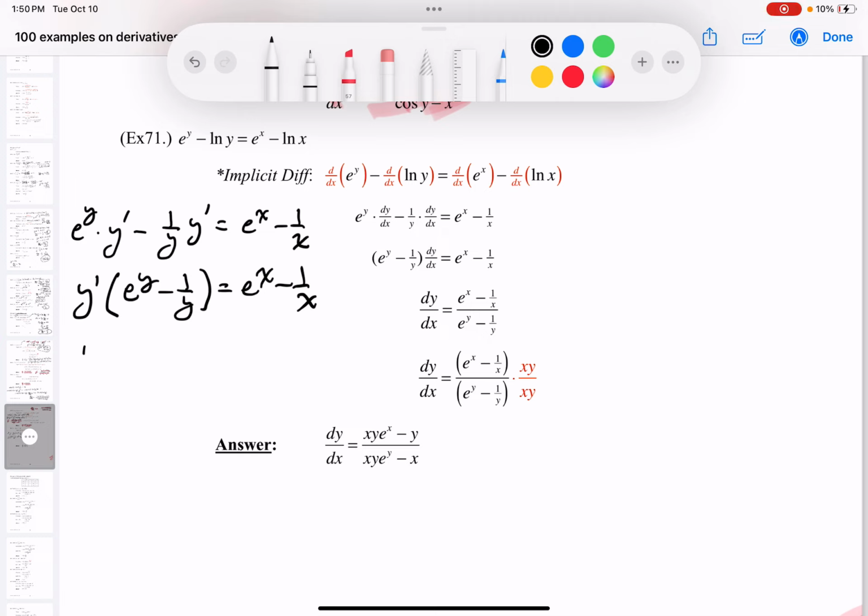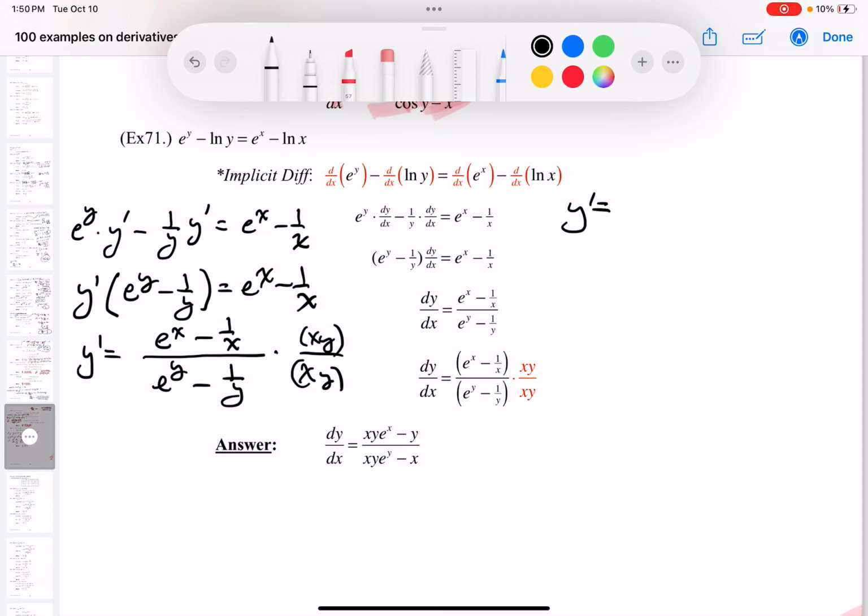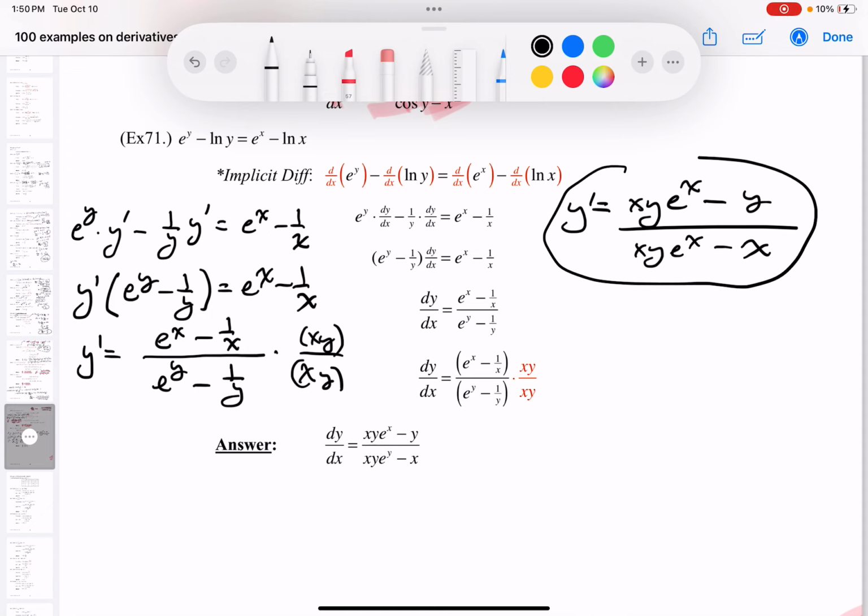Oh boy, what do you do now? Y prime, e to the x minus 1 over x, and the bottom would be e to the y minus 1 over y. I can multiply top and bottom by xy, and the reason for that, I just don't like the way this looks. So what would you get? Y prime would be xy e to the x minus y. On the bottom you get xy e to the y minus x. Can commit to this answer.